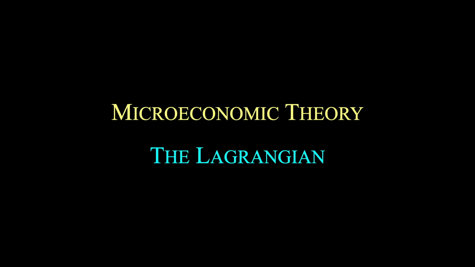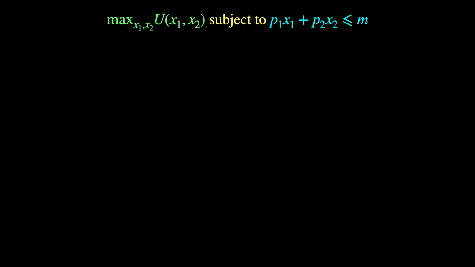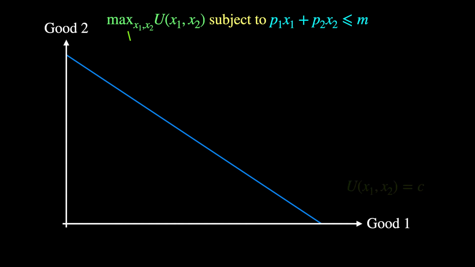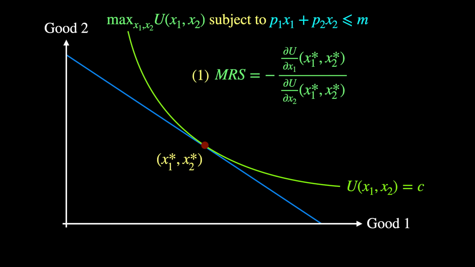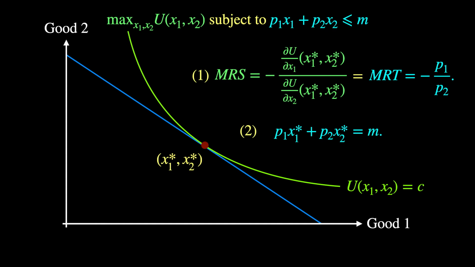In a previous video on the consumer's utility maximization problem, maximize utility subject to a budget constraint, we used graphical arguments to show that interior solutions are characterized by two equations: the marginal rate of substitution, the slope of the indifference curve, equals the marginal rate of transformation, the slope of the budget line, and that the consumer spends all of their money.